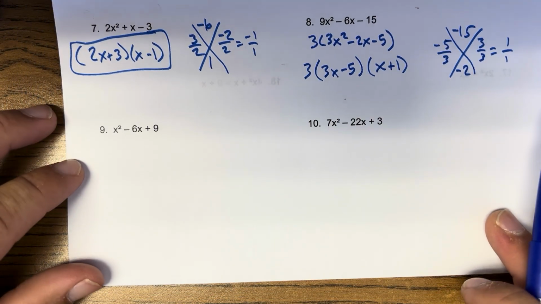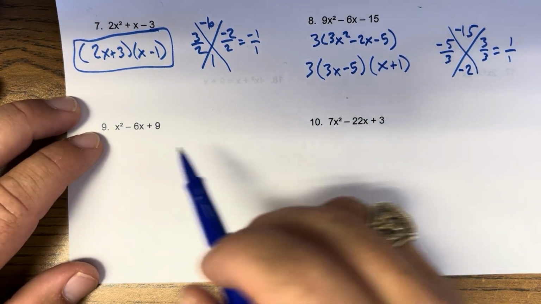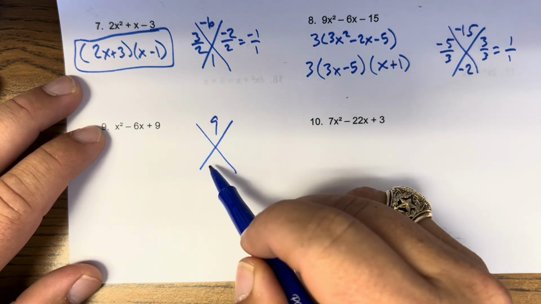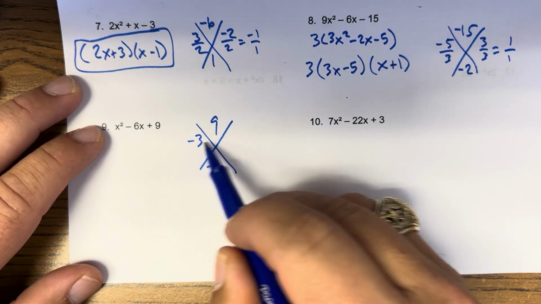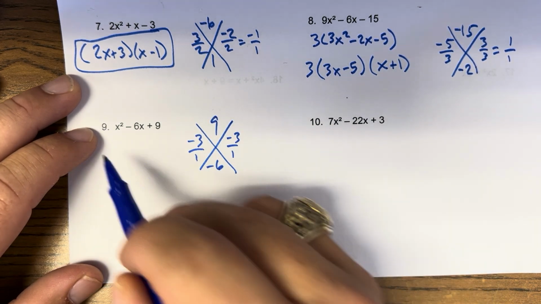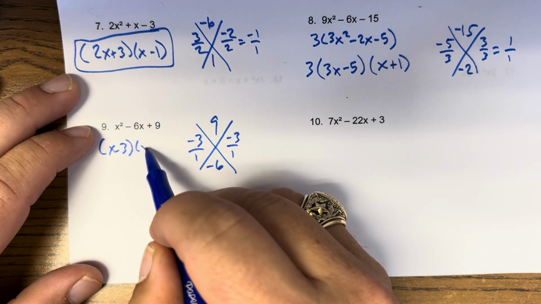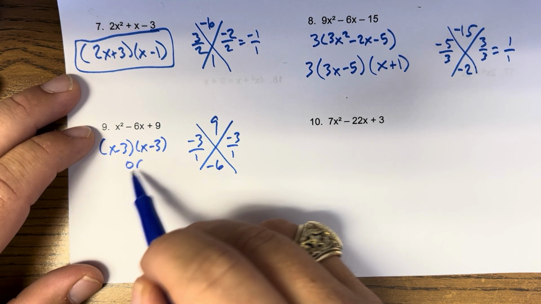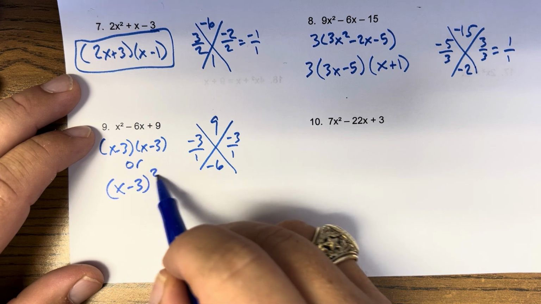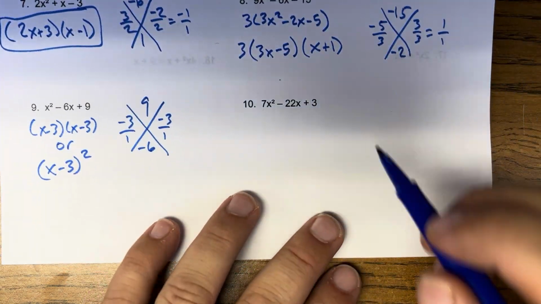All right, moving on, number 9. Multiplies to 9, adds to negative 6. It's going to be negative 3 and negative 3. So x minus 3 times x minus 3. Or you could write x minus 3 squared. Both are the same thing.